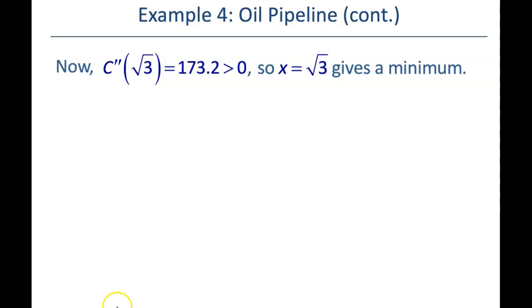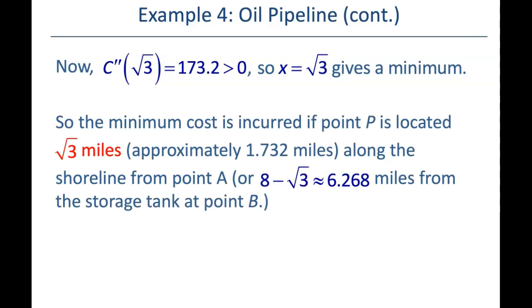Okay, so again, the second derivative, if you plug in that critical value, gives you a positive value. So we know that it's concave up there. In fact, we know it's concave up everywhere, and so we know that at that critical value, x equals root 3, we have a minimum value, which is what we're looking for. So the minimum cost is incurred if point P is located square root of 3 miles along the shoreline from point A.